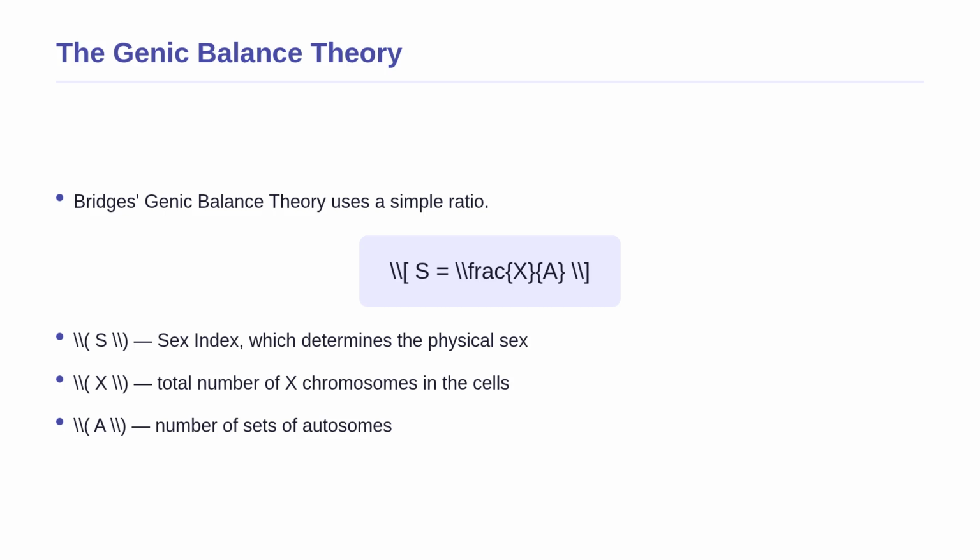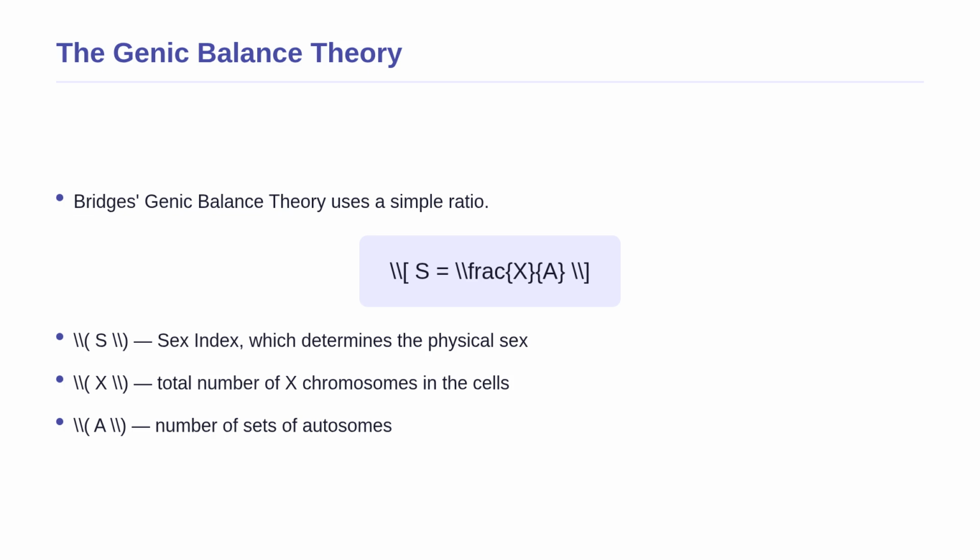This mathematical approach leads us directly to the genic balance theory formula. Conceptually, this formula represents the biological tug-of-war between genes on the X chromosome and genes on the autosomes. Let us break down the symbols. S represents the sex index, which ultimately dictates the physical sex of the fly. X represents the total number of X chromosomes present in the fly's cells. A represents the number of sets of autosomes.